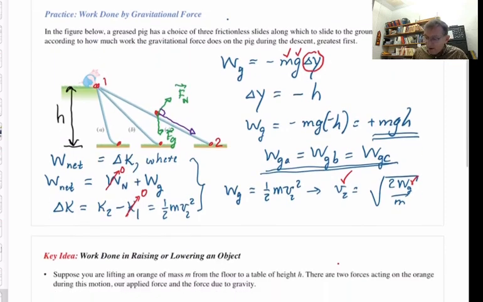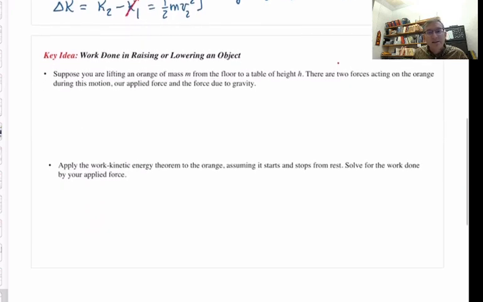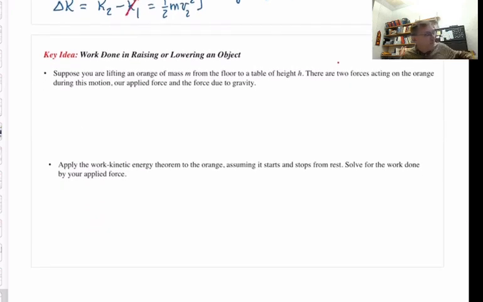Okay, let me talk about one more topic in this discussion of work done by gravitational force, because it comes up pretty often. It's a somewhat handy thing to calculate, but it's just a little subtle if you don't see all the parts of the argument laid out before you, at least once. It's asking about the work done by us, or maybe machinery, in raising or lowering an object. So here's the situation I want us to imagine. Let's say we take an orange of mass m, and we're going to lift it from the floor to a table of height h.